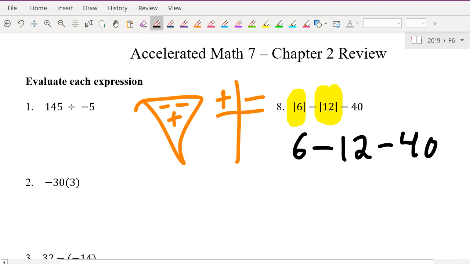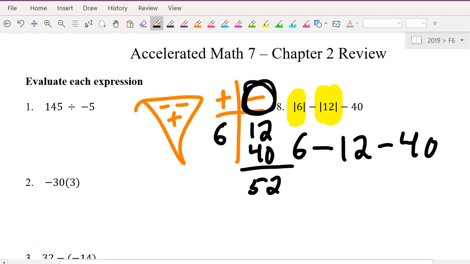And now we know how to do it. We would use our good guys and bad guys. Good guys score 6. Bad guys score 12. Bad guys score 40. Who won? Very bad winning. They won by how many points? We subtract, we get negative 46.